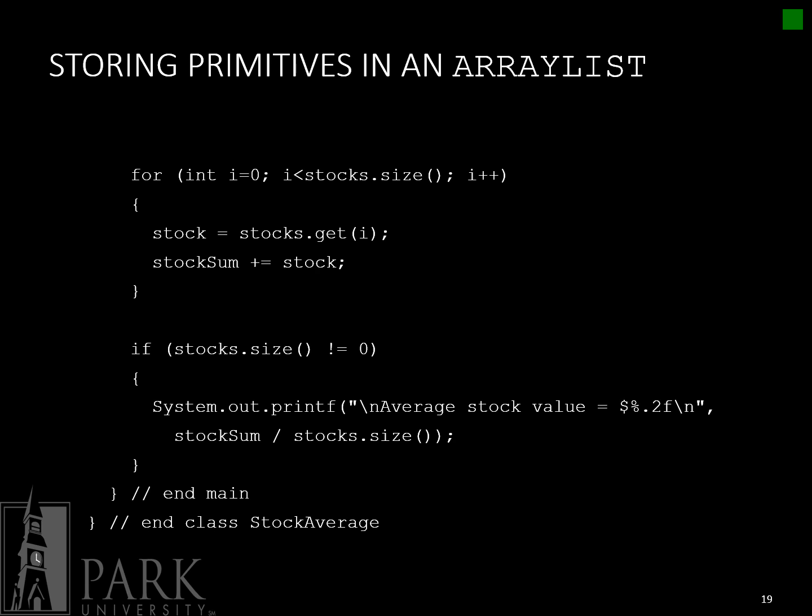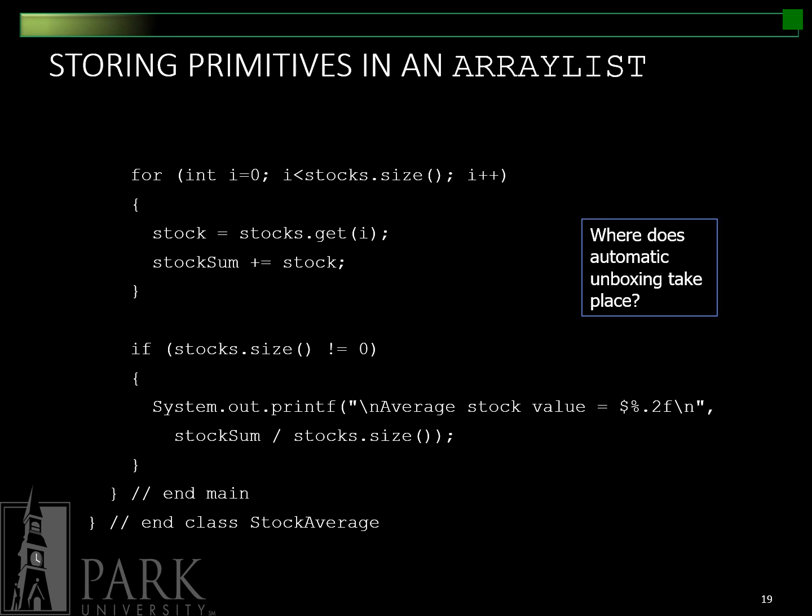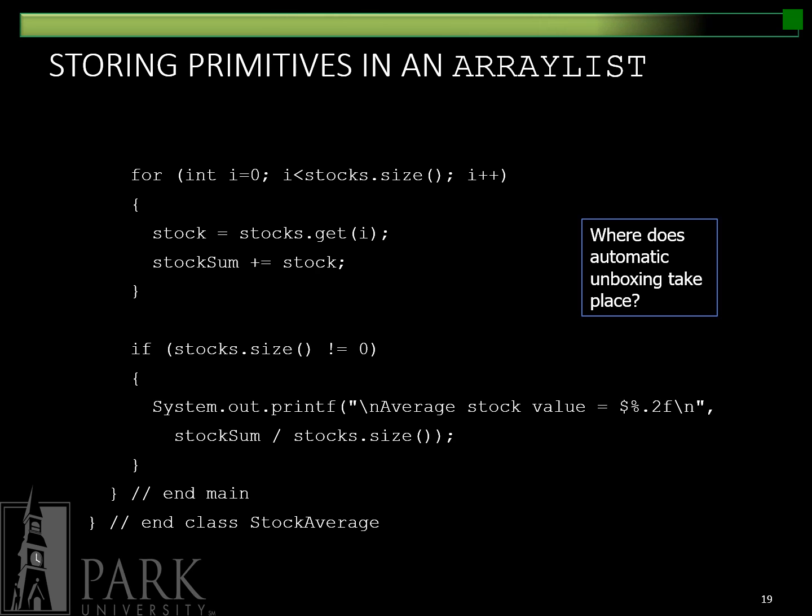And here's the rest of the code where it's actually going to go through and add them all up and divide by 0. So can you spot where the autoboxing happens in this section of code? I'll go ahead and give you 10 seconds to take a look. All right, time's up.